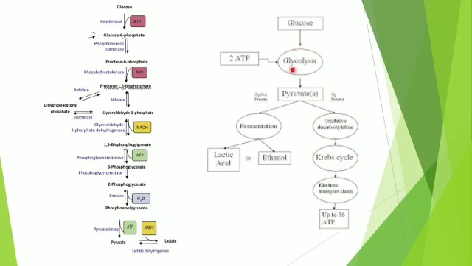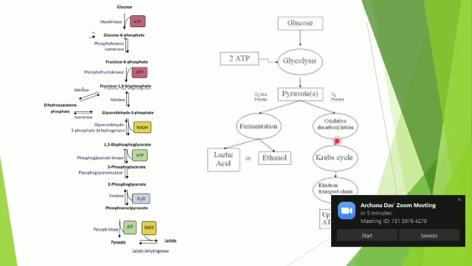So, where does glycolysis take place? Inside the cytoplasm. Once pyruvic acid is formed, the pyruvic acid will enter into the mitochondria, and following these reactions will take place in the mitochondria. So that was all about glycolysis. Next, we will talk about fermentation and oxidative decarboxylation.